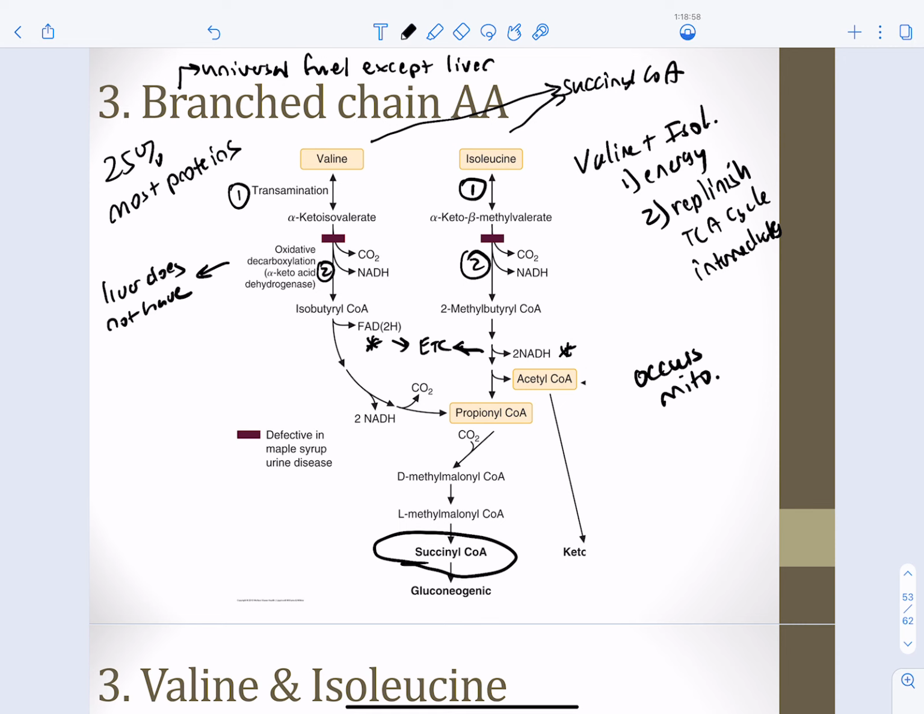And then you also are going to generate propionyl-CoA from both of these. Isoleucine can also generate acetyl-CoA, keep that in mind. Valine cannot generate acetyl-CoA. Both of them can also generate succinyl-CoA, so they are gluconeogenic. Isoleucine is also ketogenic.